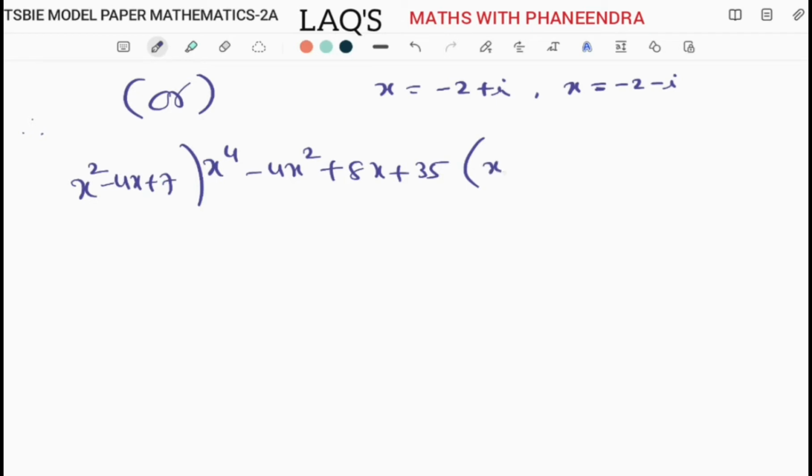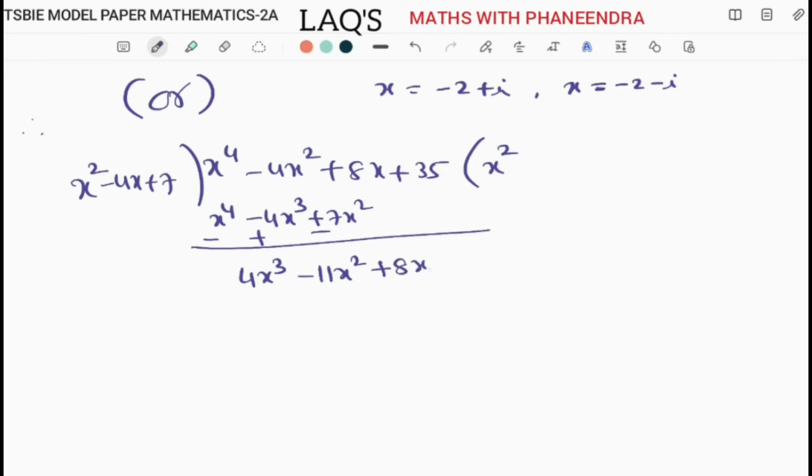So how many times is it going to divide? x square times x power 4. x square into minus 4x, minus 4x cube. x square into 7, 7x square. So while subtracting, sign change, minus plus minus. So plus 4x cube minus 4x square plus 7, minus 7x square, minus 11x square plus 8x plus 35. No, here not 35. So 8x down. So here x cube is there now. So we will multiply with plus 4x. So 4x into x square, 4x cube. 4x into minus 4x, minus 16x square. 4x into 7, plus 28x.